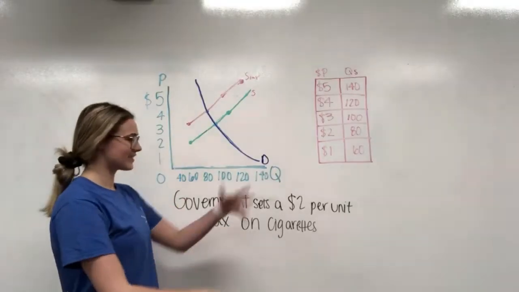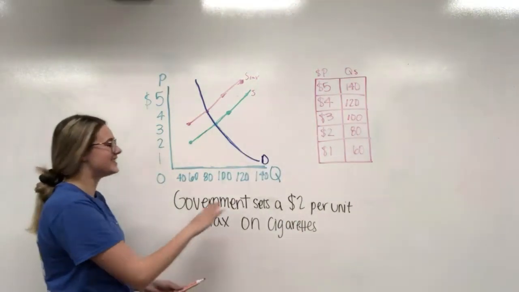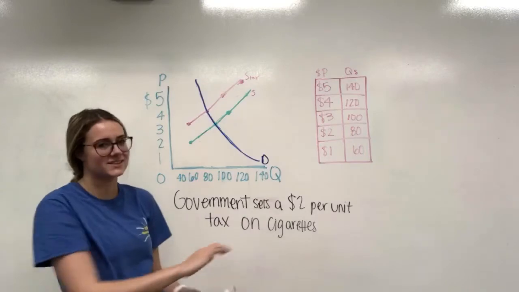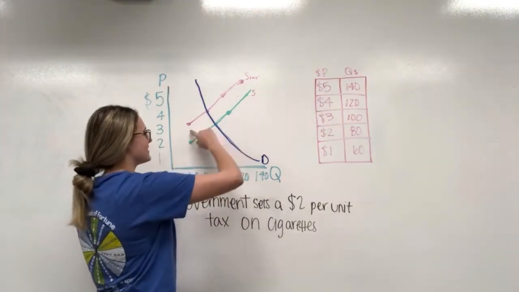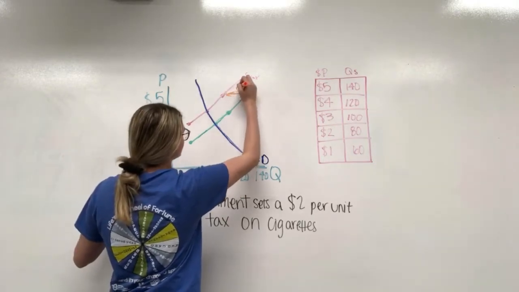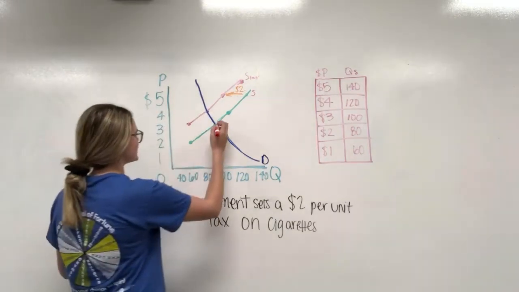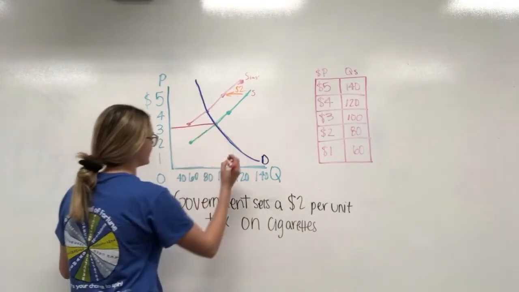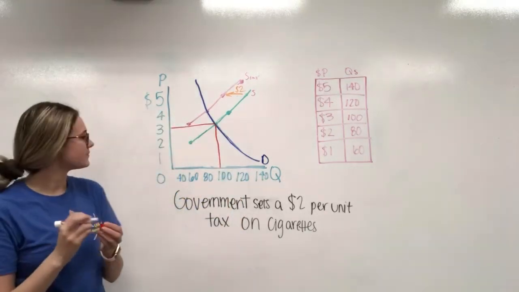Okay, so we're going to have an example for you guys. So the government sets a $2 per unit tax on cigarettes. So this is our first supply line, okay? And then this is the new line after a $2 tax. Okay, so our first equilibrium was at $3 and at 100 cigarettes, or 100 units.